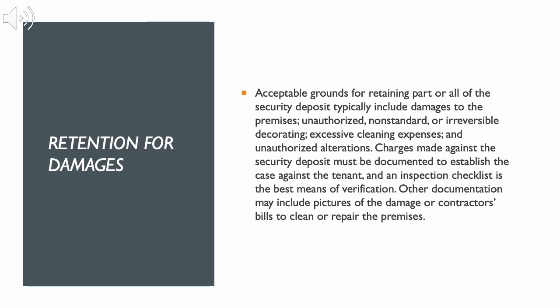Retention for damages. Acceptable grounds for retaining part or all of the security deposit typically include damages to the premises, unauthorized, non-standard, or irreversible decorating, excessive cleaning expenses, and unauthorized alterations. Charges made against the security deposit must be documented to establish the case against the tenant, and an inspection checklist is the best means of verification. Other documentation may include pictures of the damage or contractor's bills to clean or repair the premises.